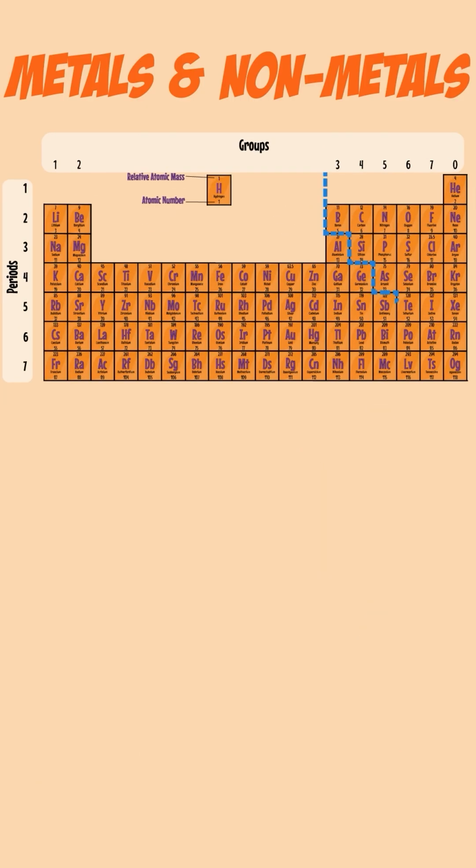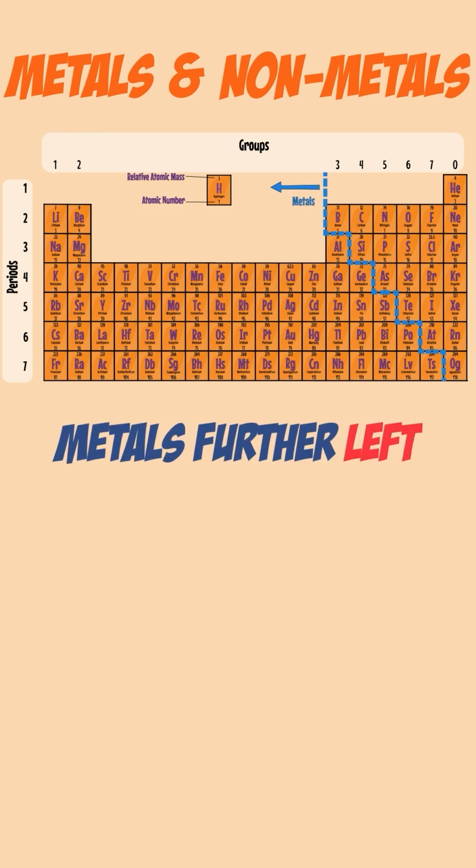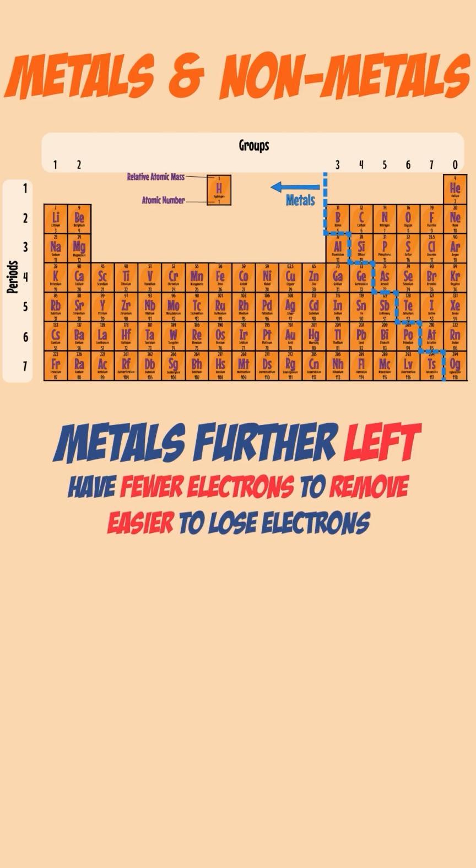You can see that there's a significant link between an element's position in the periodic table and its reactivity. When looking at metals, for example, the metals further to the left of the periodic table have fewer electrons to remove from their outer shell, and this makes them more reactive.